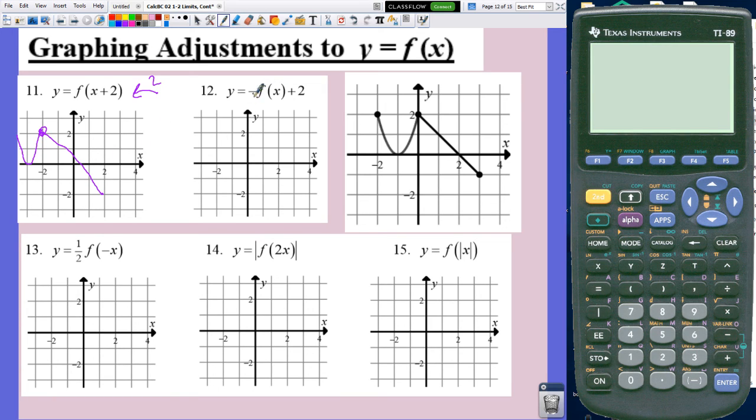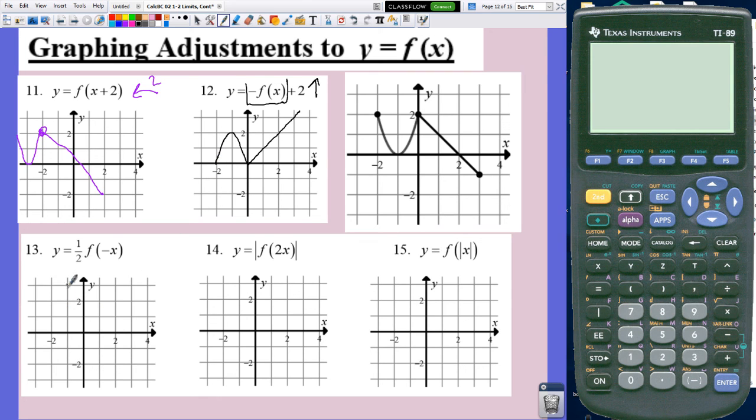Now, this one, I have a negative f of x and then a plus 2. So you can do the negative part first. Negative f of x is going to flip it, so that's going to make it upside down like that. But plus 2 is going to shift it all up. So this is all going to shift up 2. So again, it's a flip, but it flips upwards. So it's all flipped first and then shifted up 2.